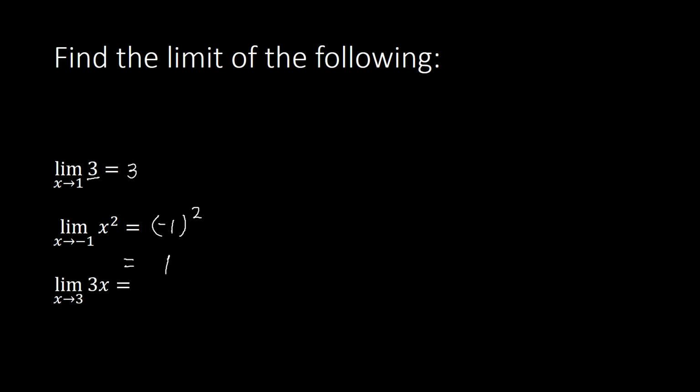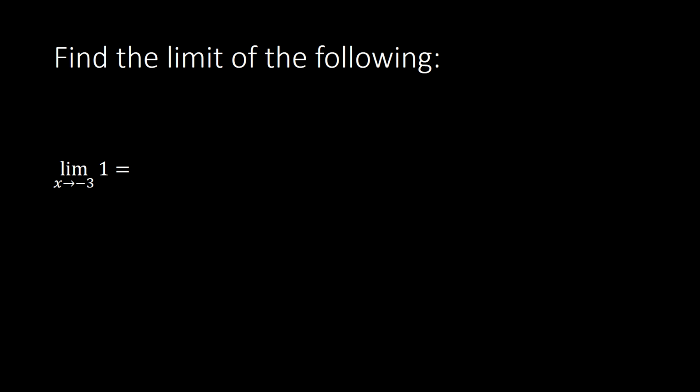Another one here is the limit of 3x as x approaches 3. So we've got there x being multiplied with the number 3, so automatically we copy the number 3, and then x there will become the constant here, which is 3. So basically we're multiplying 3 and 3, that's equal to 9.